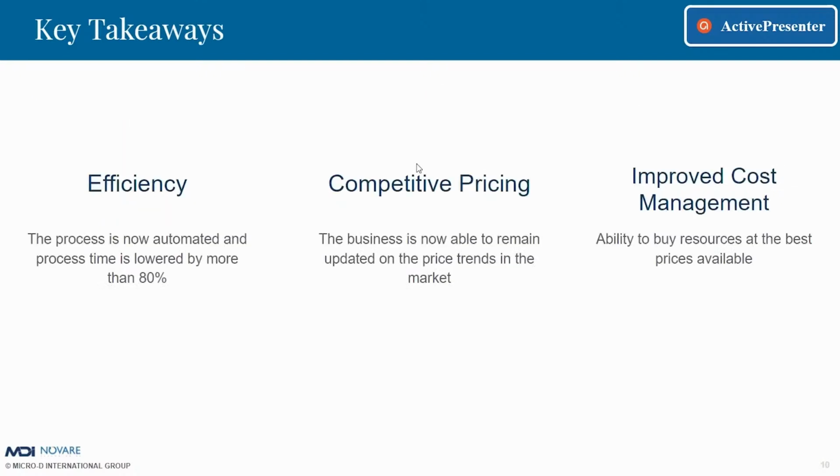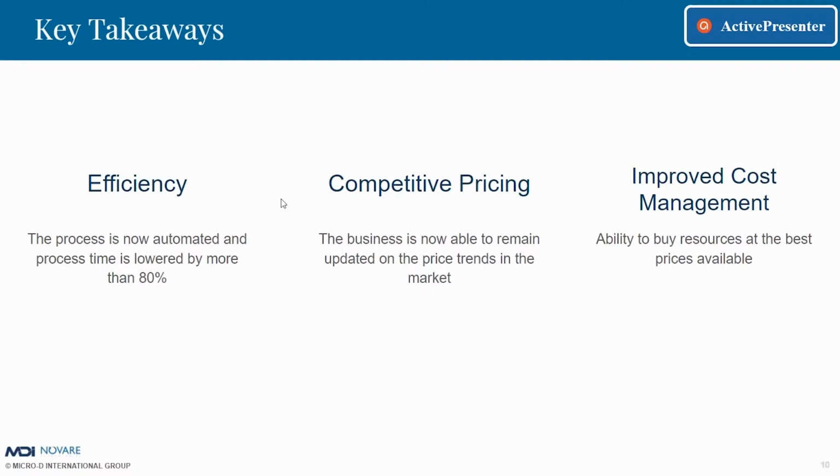Now, let's proceed to the key takeaways. We have defined here 3 key takeaways from the process. First, of course, and most importantly, is the efficiency. So since the process is now automated, it does not require any manual effort, and that is a huge benefit to the business. The process time is also lowered by more than 80%, since you can see earlier that for each product type it only spent a little over 10 seconds as compared to the manual process that would take about half or a full minute just to get the data for each product type.